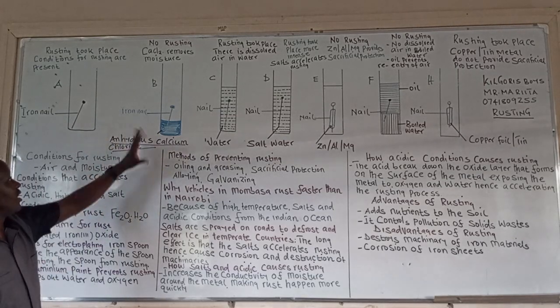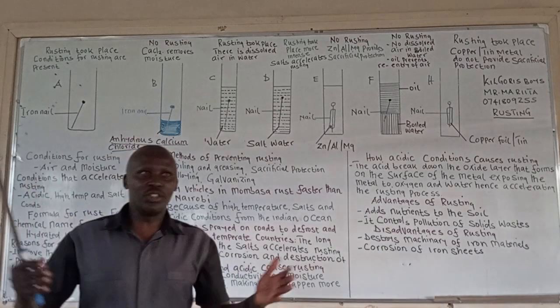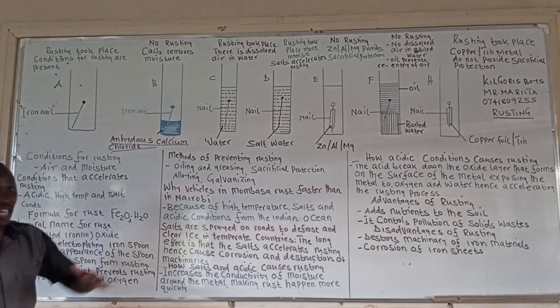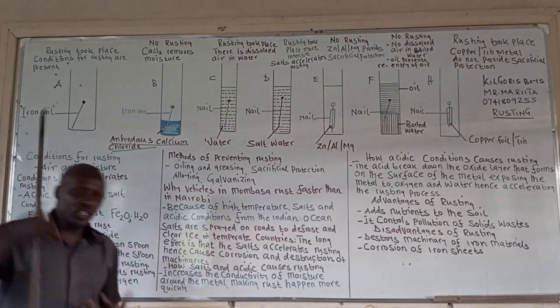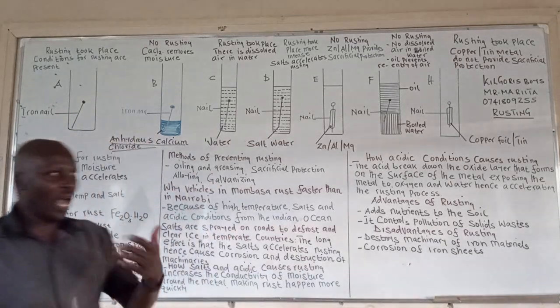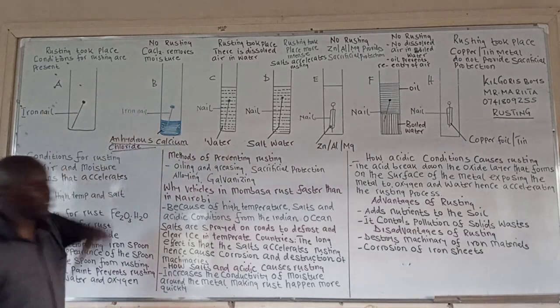So don't say that rusting did not take place because air and moisture are absent. That one is wrong. You are supposed to state specifically the purpose of this anhydrous calcium chloride, which removes the moisture, a condition required for rusting, and that is why rusting did not take place in test tube P.